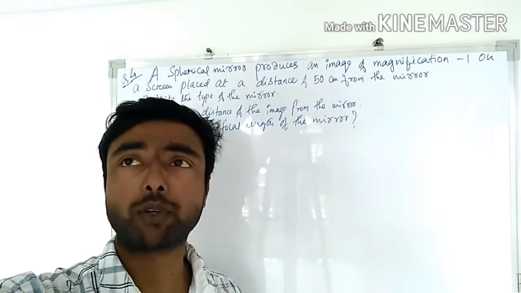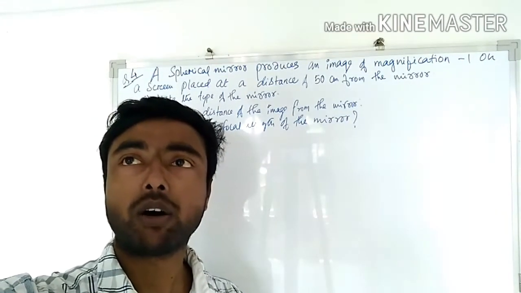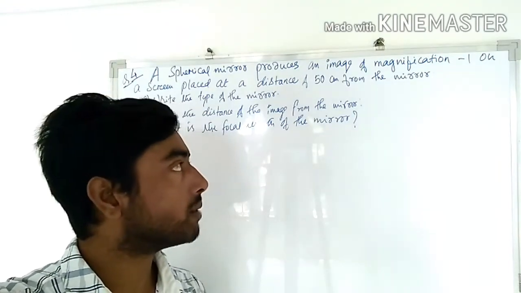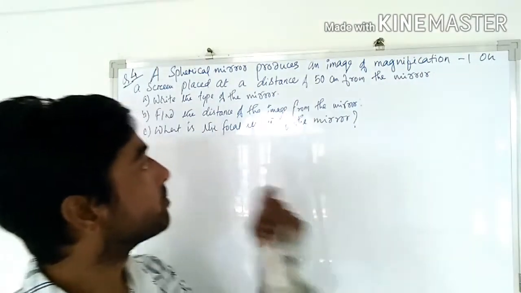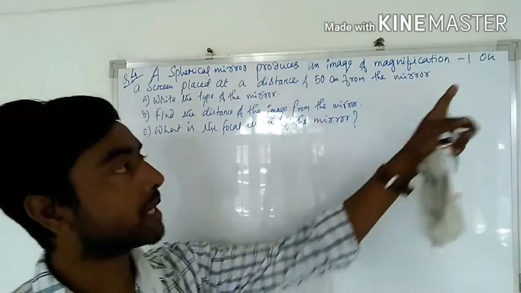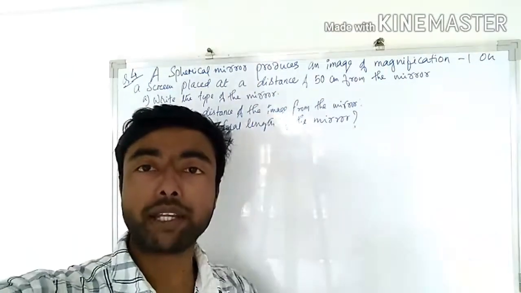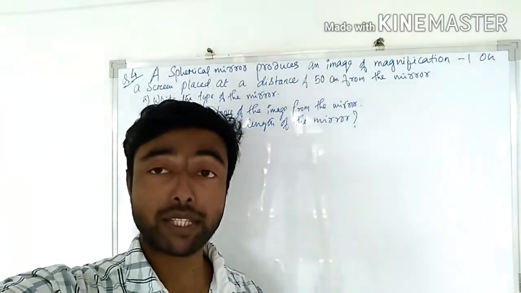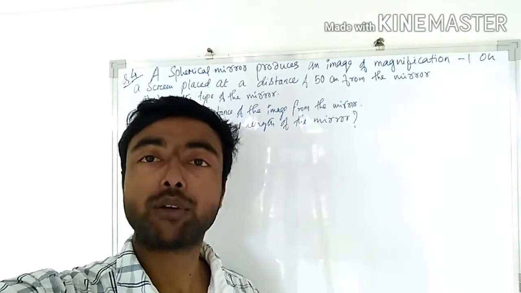A spherical mirror produces an image of magnification -1 on a screen placed at 50 cm from the mirror. Clear? You have a mirror, and that mirror produces an image of magnification -1. The image is formed on the screen, and the screen is placed at 50 cm from the mirror.